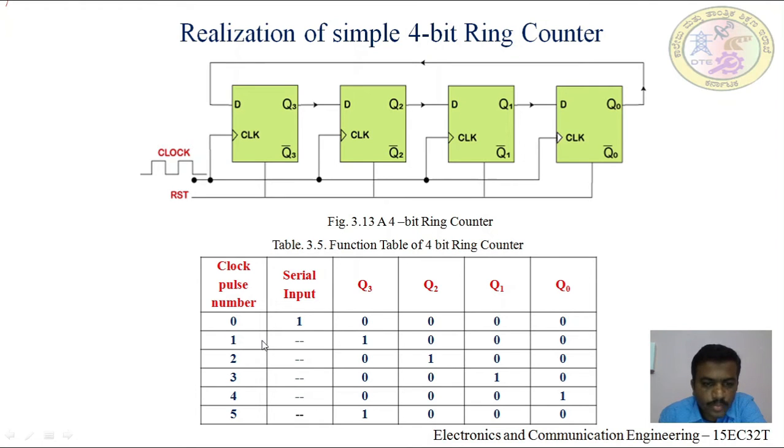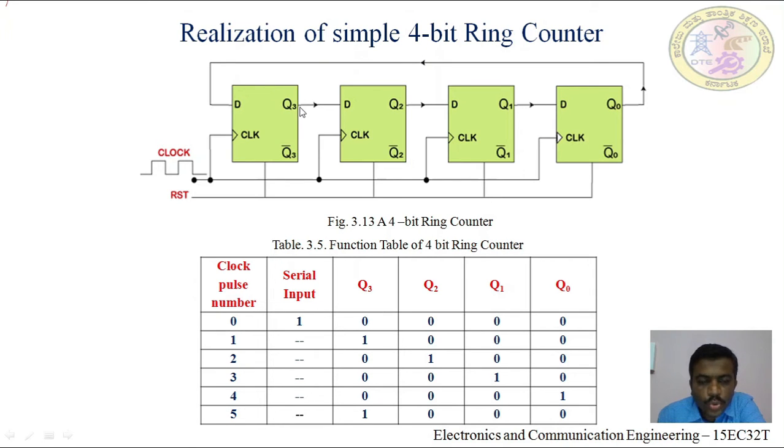After the first clock pulse, the output of the first flip-flop, that is Q3, is set and the outputs of the remaining flip-flops, that is Q2, Q1 and Q0, are still in reset condition. Hence, after the first clock pulse, the output state of the ring counter is 1000. This state is the default state of the 4-bit ring counter.